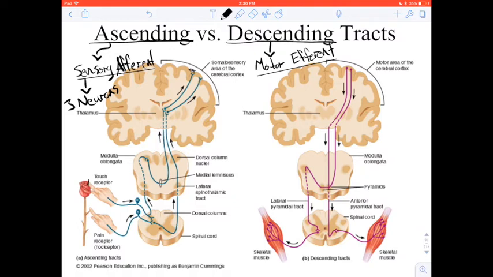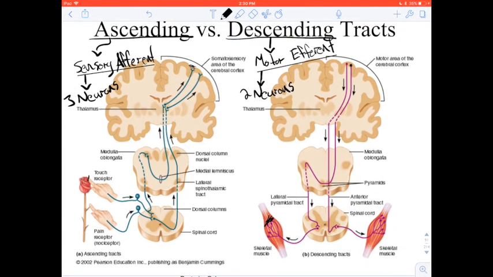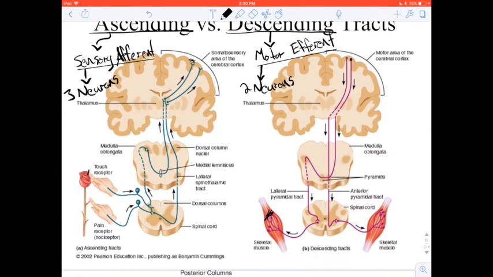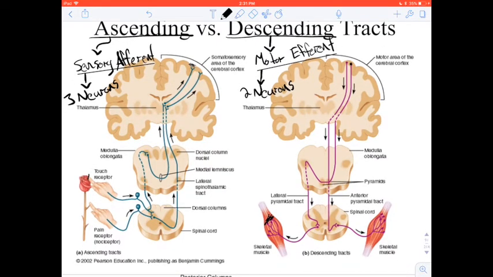The motor, or our efferents, on the other hand, remember, we're talking about somatic motor, will take only 2 neurons to get from the somatomotor cortex to whatever our effector organ is, like our muscle. That's all it takes. All of our tracts will follow a similar pattern. And so the general outline of these ascending tracts will be these 3 neurons. We're going to talk about a couple different tracts, but they're going to follow the same guiding principle.